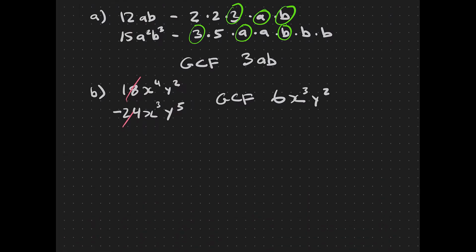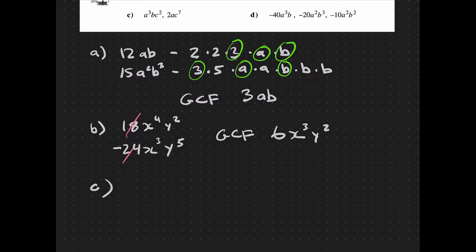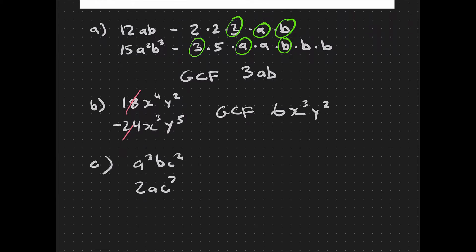Okay, and let's move on to the next one. C, what does it say here? I have a cubed b c squared and 2ac to the power of 7. So what is common on both of these? Well, you can see on the first one we don't have a number in front of the variables right there, so there is sort of a 1, but we're not going to write that down. So there's no common number.